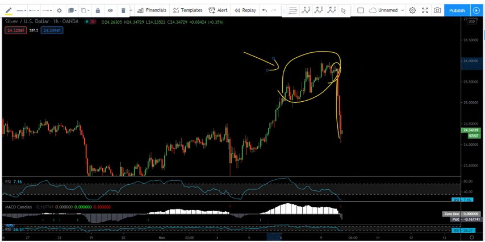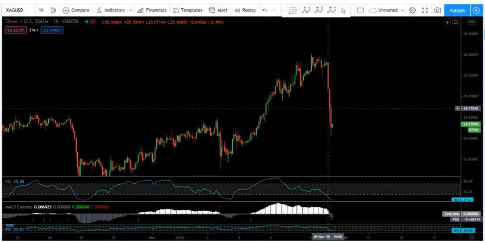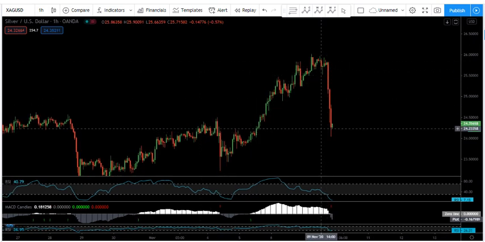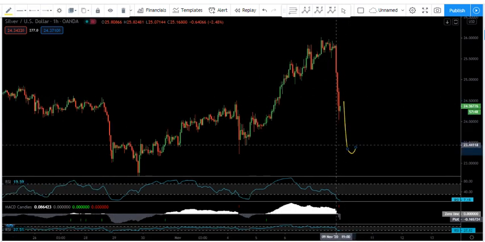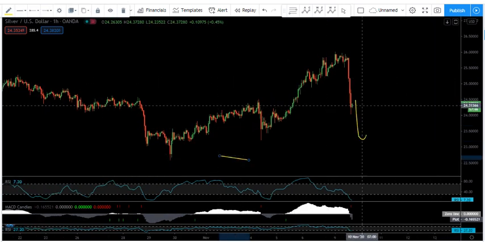Okay, and as you can see, due to any reason we get this down move. Now the thing is whether this one can continue at least to come to this level, or the price can reverse.